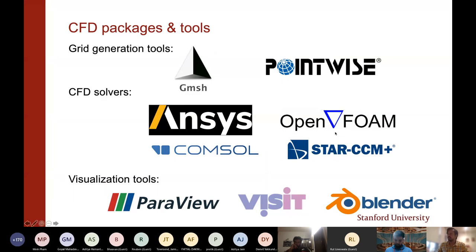So just a quick look at what CFD packages are out there. I'm sure most of you might already be aware of these. For example, ANSYS is the most popular commercial package, and OpenFOAM, COMSOL, and StarCCM are other packages. For grid generation, we have Gmsh and Pointwise. I think Pointwise is the commercial one, and Gmsh is open source. And for visualization, we have ParaView, VisIt, and Blender.